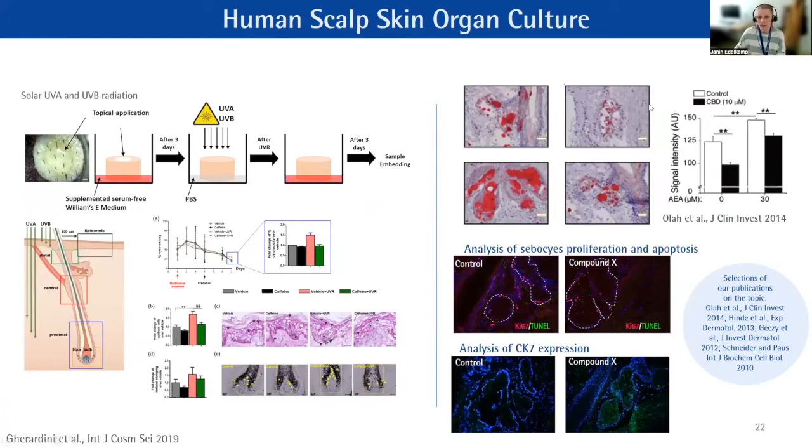And on the right-hand side, what is also really important for this model is that we have an intact sebaceous gland. So this even still produces sebum, so we can further address different research questions in this model.